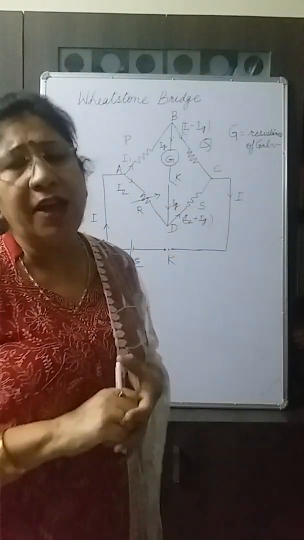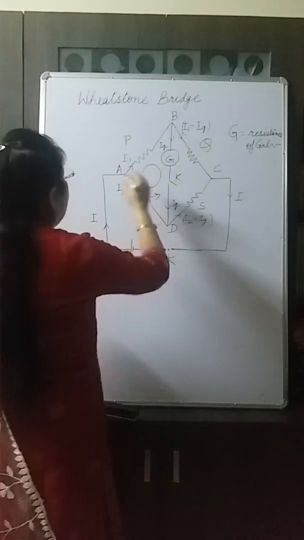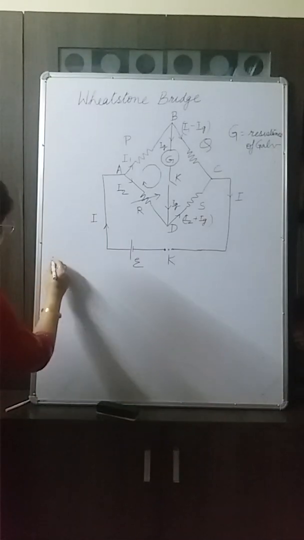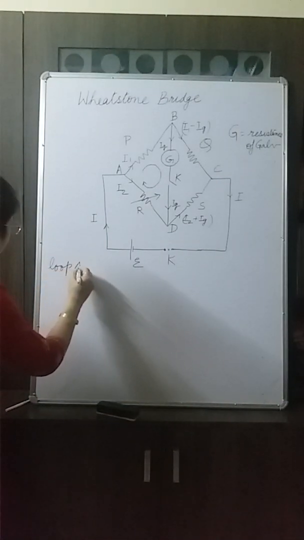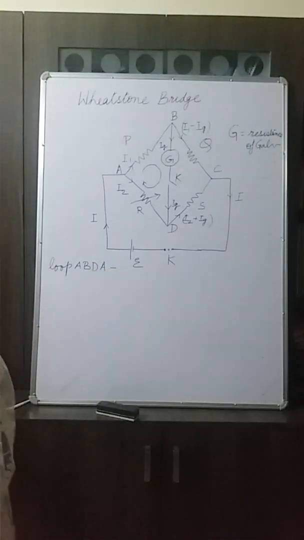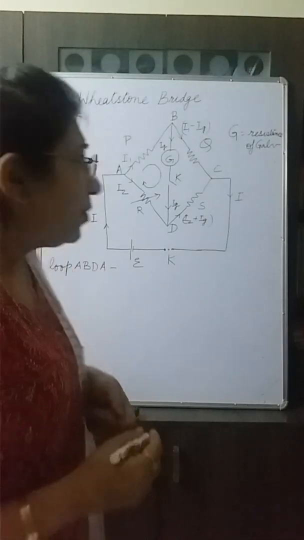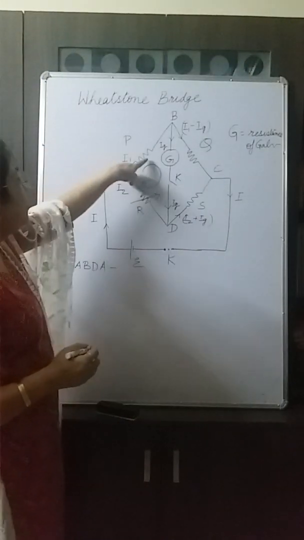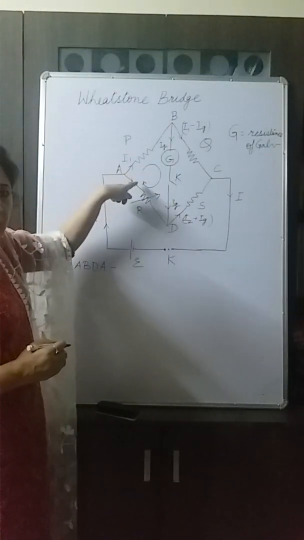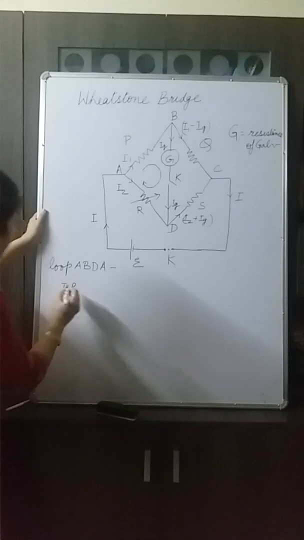Here we can apply Kirchhoff's law. Let us choose the loop A, B, D, A. In the loop ABDA, let us apply Kirchhoff's second law. Starting from A, we have the resistor P here. So, our chosen direction being clockwise, we can write here I1 P.